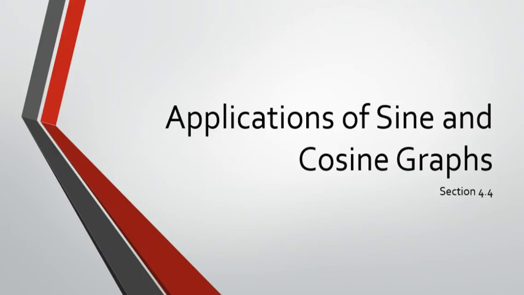Finish up our notes on section 4.4. We're going to look at a couple more complicated examples of drawing a graph and identifying the components of sine and cosine graphs, and then we'll also look at an application of one.